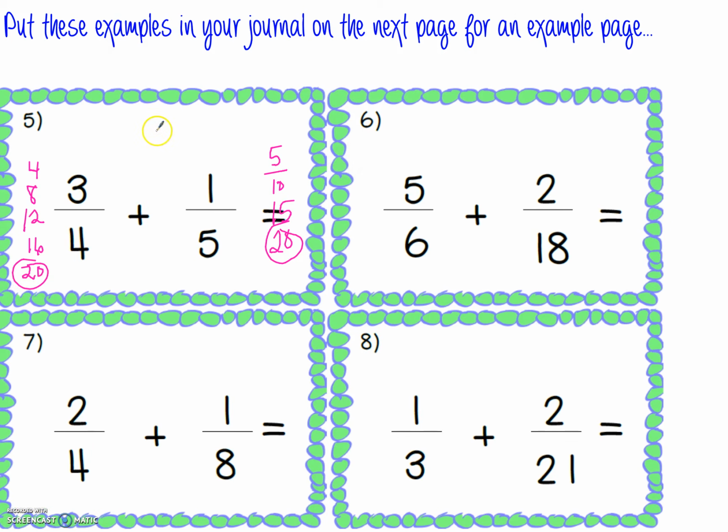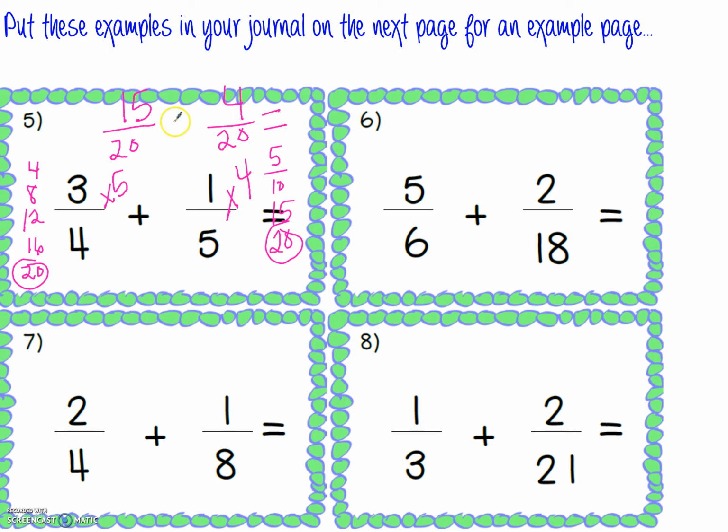So I'm going to work up here. Okay, so how did we get from 4 to 20? Well, we multiplied by 5. Remember, what you do to the denominator, you have to do to the numerator. So 3 times 5 is 15. Okay, now how did we get from 5 to 20? We multiplied by 4. So 5 times 4 is 20. So we have to do the numerator. 1 times 4 is 4.